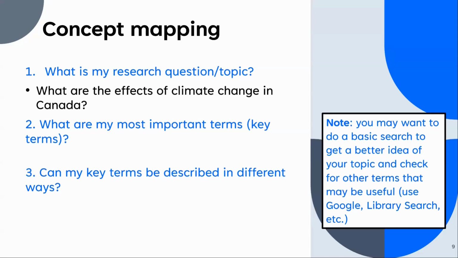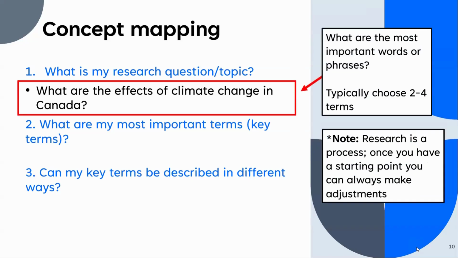So first of all, what is your research topic or your question? So in this case, based on our assignment guideline example, it would probably be something along the lines of, what are the effects of climate change in Canada? And then the next step here would be to address the second question. So from this research topic, what would be the most important terms?